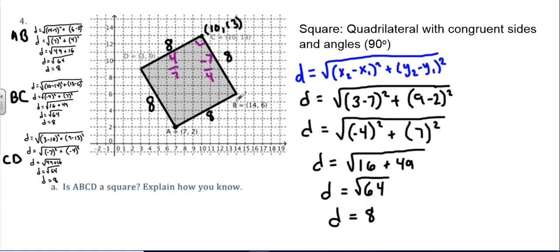This slope is down 1, 2, 3, 4, then over to the left, 1, 2, 3, 4, 5, 6, 7. So that's a positive 4/7, making these opposite reciprocals. And then this one's slope will be down 7 over 4, so that's negative 7/4, confirming that these last two angles are 90-degree angles. So this is a square, and I know that because each of these side lengths measure 8 units. So it does have congruent sides. And it also has congruent angles because all of the angles are 90 degrees.